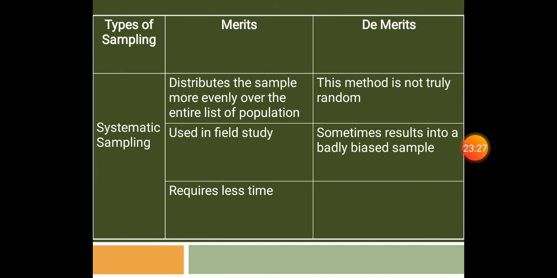So after 3, since the sampling interval was 5, the 8th person was selected. Since the sampling interval was 5, the 13th person was selected. So thereafter there is no randomness in selecting in the systematic sampling technique. That's a drawback of the systematic sampling technique. Sometimes it results in a badly biased sample.